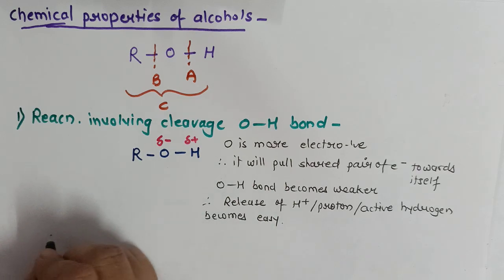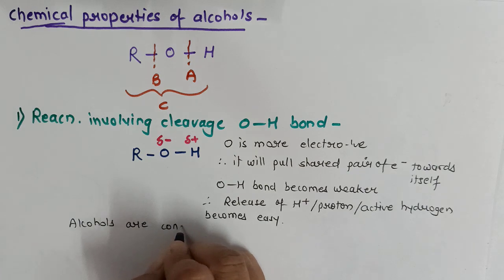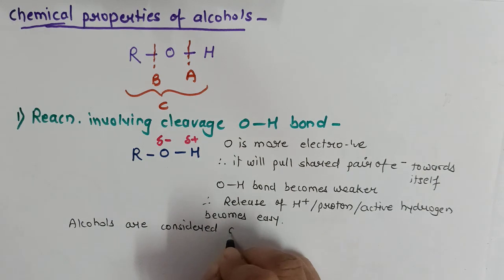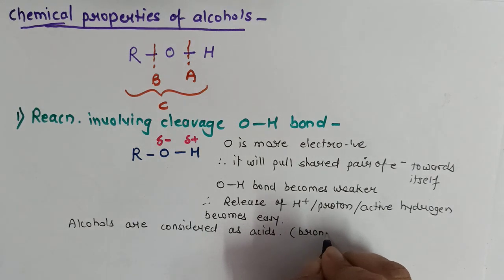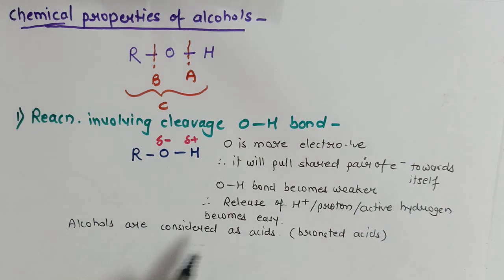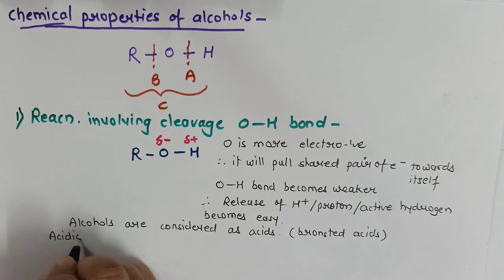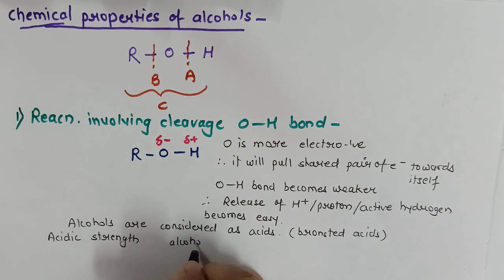As a result, alcohols are considered as acids. If I talk about the particular one, they are considered as Bronsted acids because they are proton donors. So alcohols are considered as acid, but we have to remember that they are weakly acidic compared to water. So if we compare the acidic strength, then alcohols are overall less acidic than water.